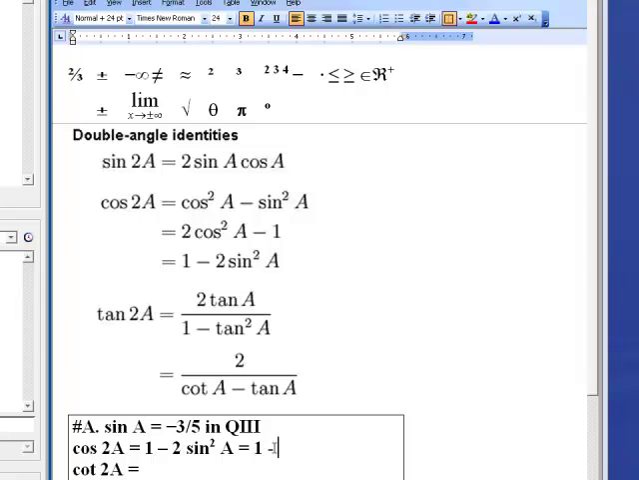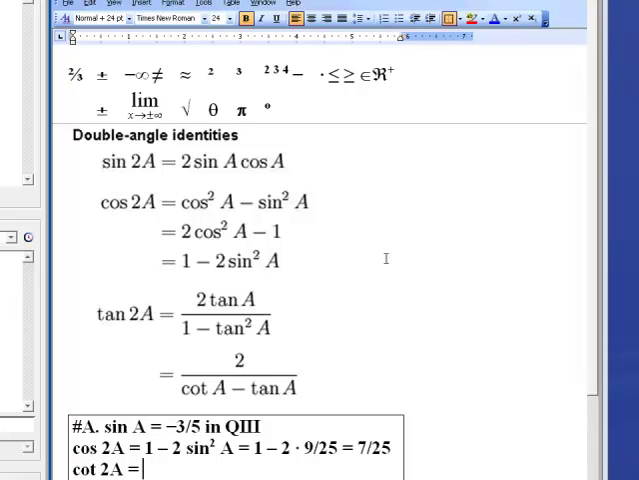So it's going to be 1 minus 2, and then this is -3/5 squared. So I'm going to come up with 9/25, so times 9/25. So I'm going to have 1 minus 18/25 or 7/25 as the answer. Cotangent of 2A.